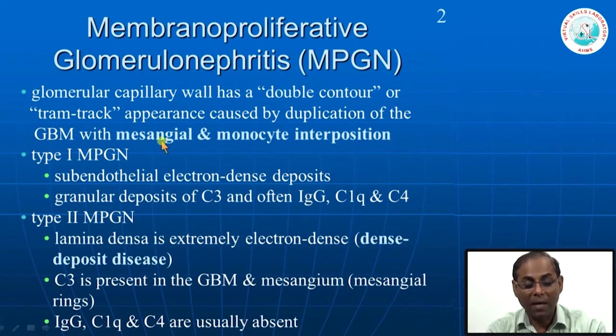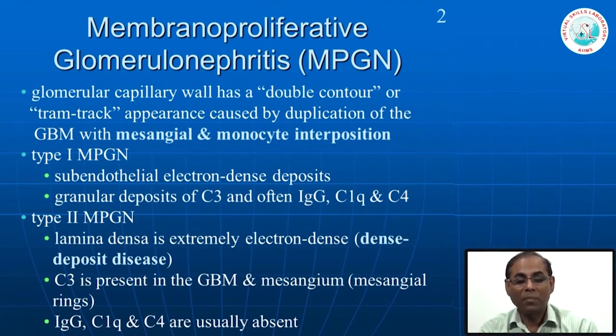In case of type 1, the subendothelial electron dense deposits can be seen under electron microscope, and under immunofluorescence, we can see deposits of C3, often associated with immune complex like IgG. There may be C1q and C4 also. So, that means both complement pathways are activated along with immune complex deposit. Nowadays, when we see these MPGN, after immunofluorescence microscopy, we classify them as immune complex mediated MPGN and the other, complement mediated MPGN.